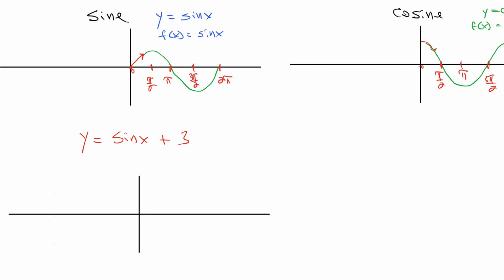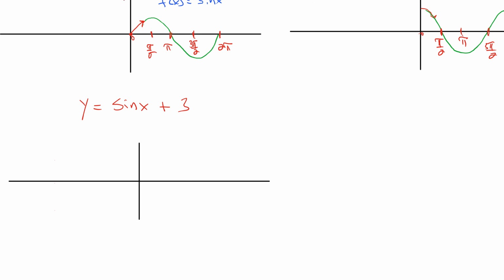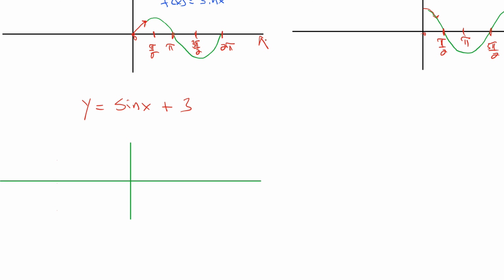Well, what that means is you get your original graph, but you move the whole thing up by 3. So the original graph, this little wavy thing, is called a sinusoid. This axis right here is called the sinusoidal axis. Well, the sinusoidal axis goes up by 3.